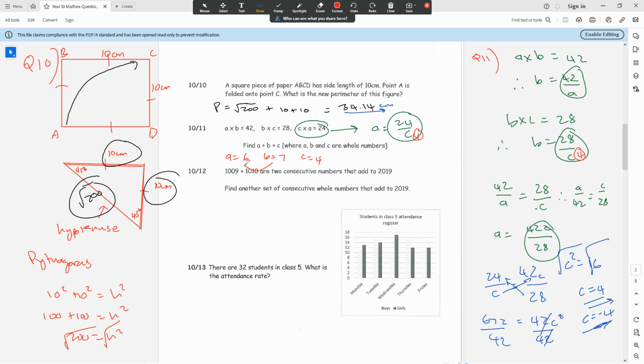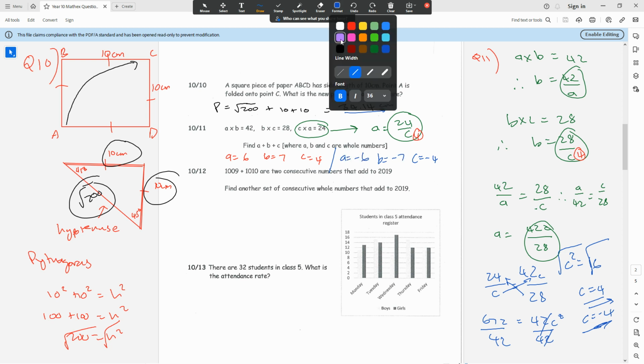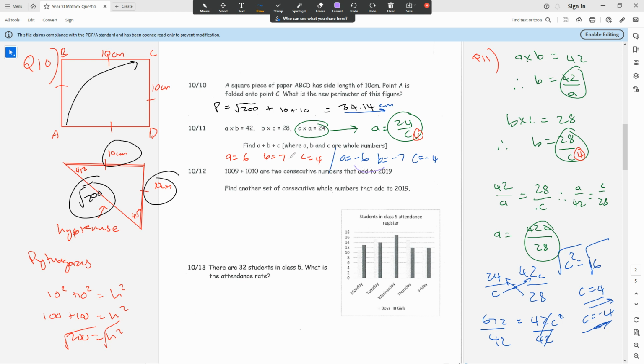Let's test it. 6 times 7, 42. 7 times 4, 28. 4 times 6, 24. Perfect. If it was -4, then C will equal -4, B will equal -7, and A will equal -6. Does this still work? Let's check. Negative times negative is a positive. Negative times a negative is a positive. And negative times a negative is a positive. So we have two possible answers that A, B, and C can be.